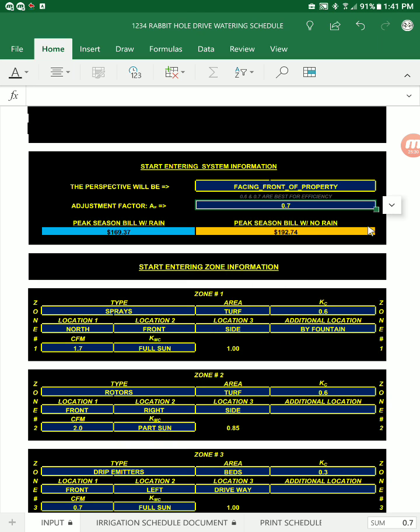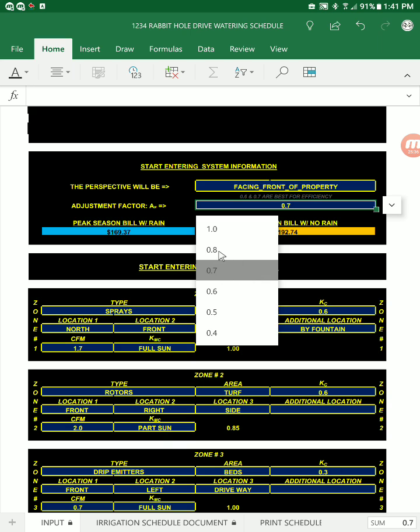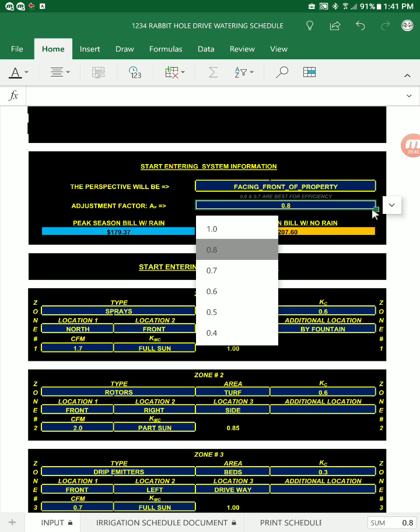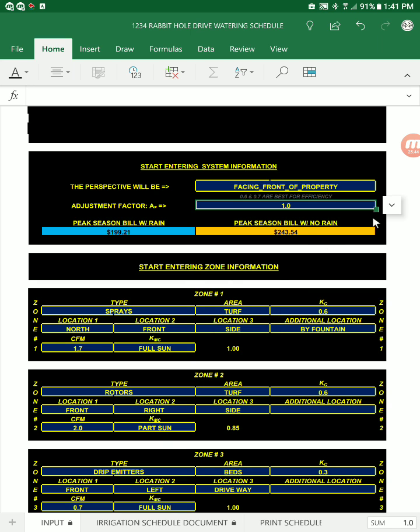I want a little bit greener. Give me that 0.7. Well, that 0.7 just jumps his peak season water bill up to $192. And he says, yeah, you know what? I'm still good with that. I really love my plants. Give me a 0.8. That puts them up to $207. You could go all the way up to a 1, and that puts them up to $243.